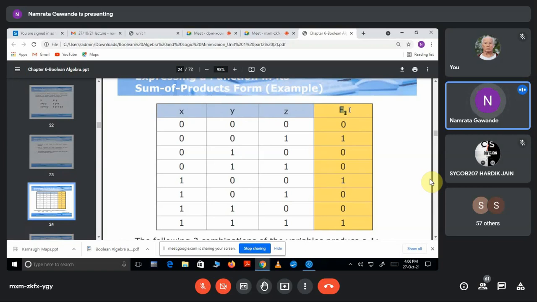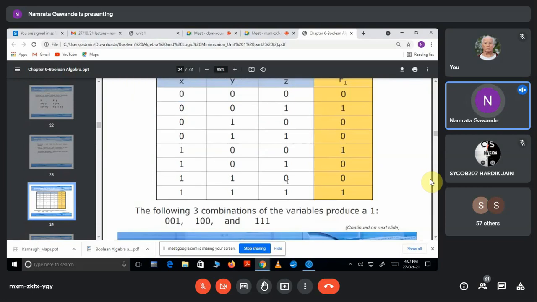This F1 is nothing but the output here, and X, Y, Z are nothing but the inputs, right? So here 3 variables are given. Based on that, how many combinations are there? 7 combinations, and for those, this output is produced. Okay, so this truth table is given.